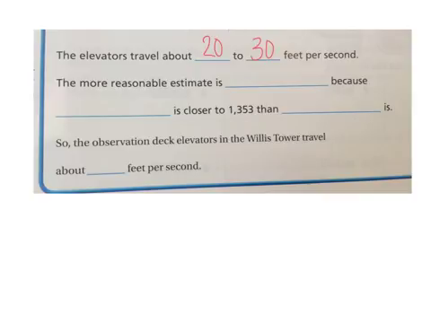Which one is a more reasonable estimate, 20 feet per second or 30 feet per second? Which one's going to be closer to the real answer? 20. Why? 1,200 is closer to 1,353 than 1,800. Exactly. So the real answer is going to be in between 20 and 30, but it's going to be closer to 20 because the real number, 1,353, is closer to 1,200. So the observation deck elevators in the Willis Tower travel about 20 feet per second.